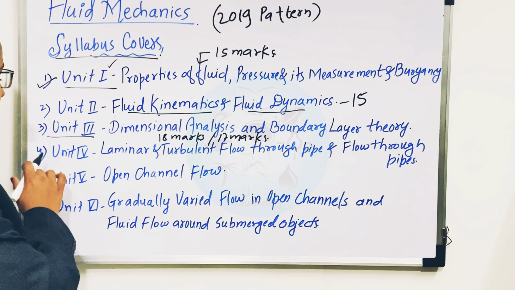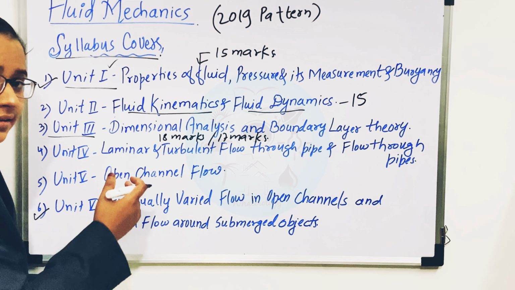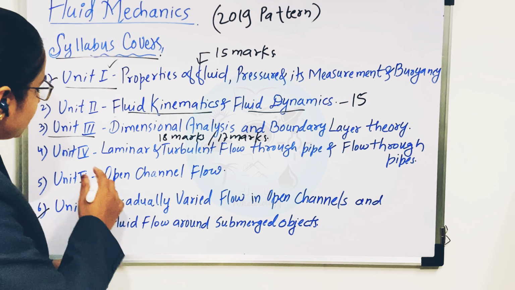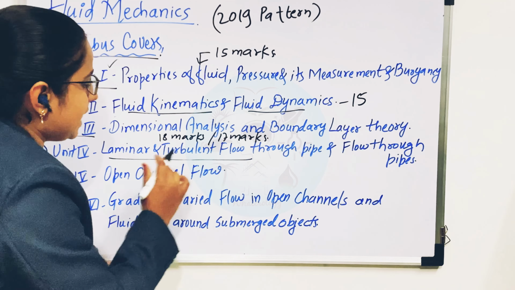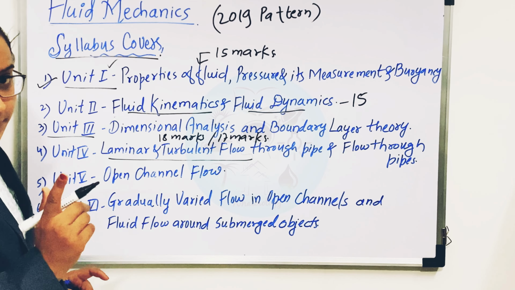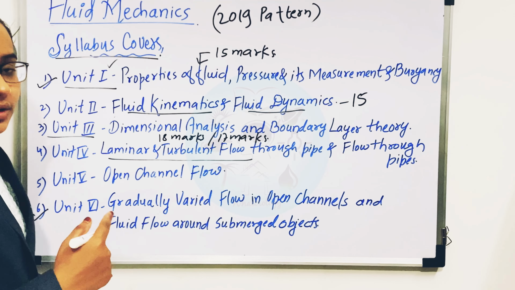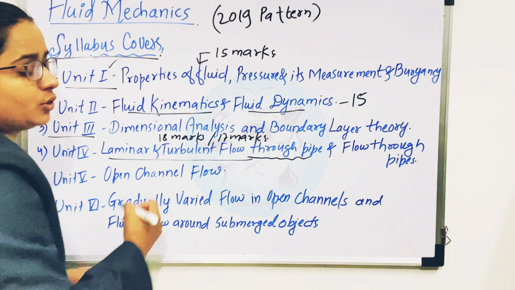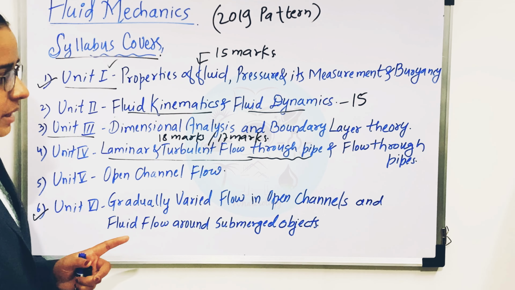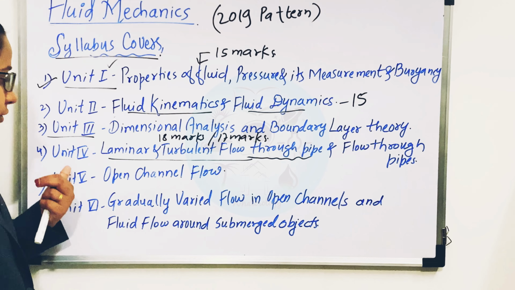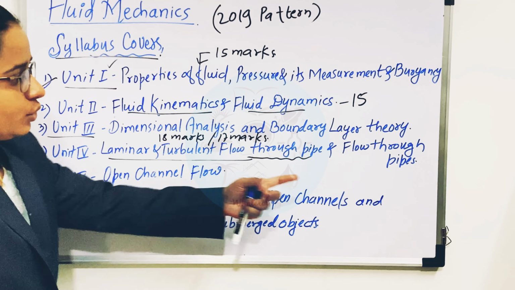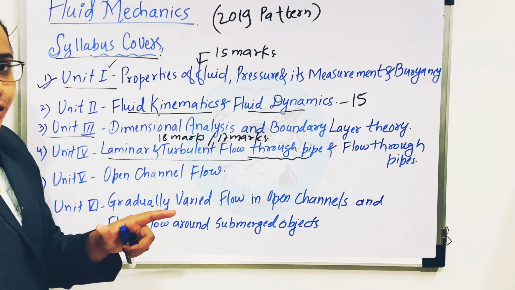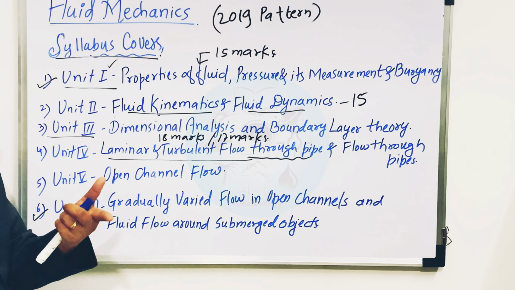Okay, now in the 4th unit, again there are 2 chapters, similar to the third unit. Unit number 4 has laminar and turbulent flow through pipes. Note down, it is laminar and turbulent flow through pipes, not open channel, only through pipes. This is chapter 1 of unit number 4, and chapter 2 is flow through pipes. This is again one of the important topics of fluid mechanics, right?